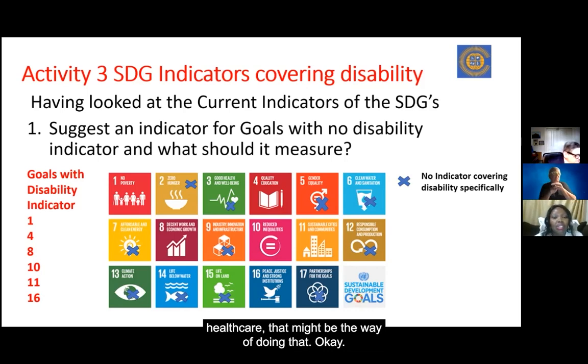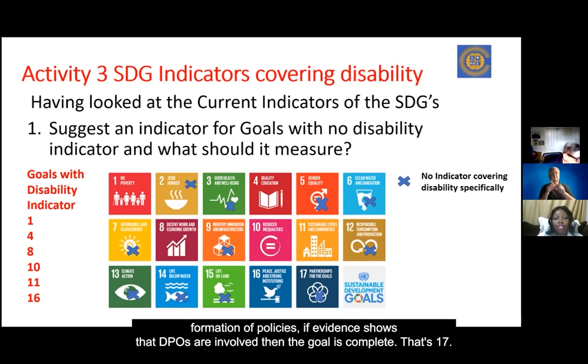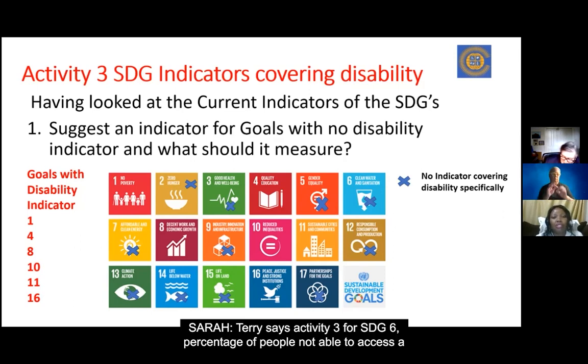Okay. There's Grace Starling, 17, DPOs involved in goals, and they should be included in the formation of policies. If evidence shows that DPOs are involved, then the goal is complete. That's 17.